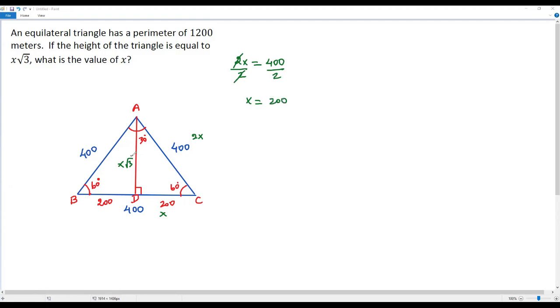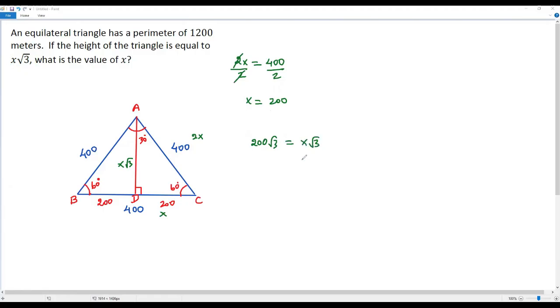Already we know that x times square root of 3 is the length of the leg AD, or the height of the triangle. Here let's plug in this 200 for x. Then we get 200 times square root of 3. So this is the height of the triangle. But the question says the height of the triangle is x times square root of 3. So this 200 times square root of 3 and this x times square root of 3 both represent the same thing, the height of the triangle.